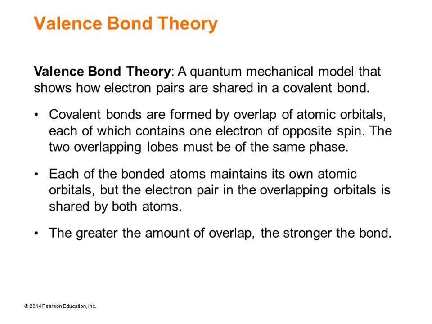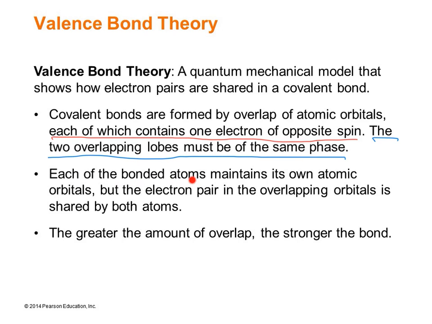To summarize what we've talked about on the previous slides, valence bond theory is a quantum mechanical model that shows how electron pairs are shared in a covalent bond. A covalent bond forms by the overlap of atomic orbitals. In order for this overlap to occur, two things have to occur. Each one has to contain an electron of opposite spin. Second thing, the two overlapping lobes must be of the same phase.